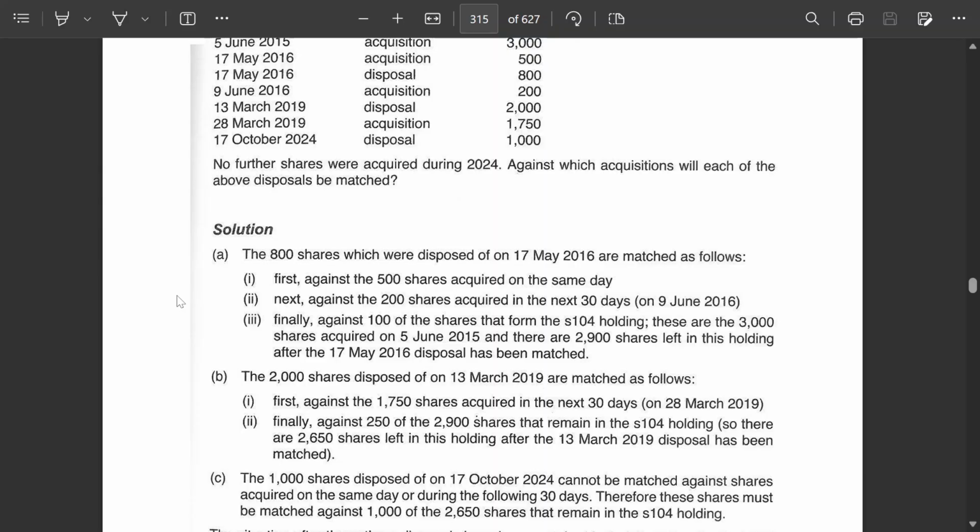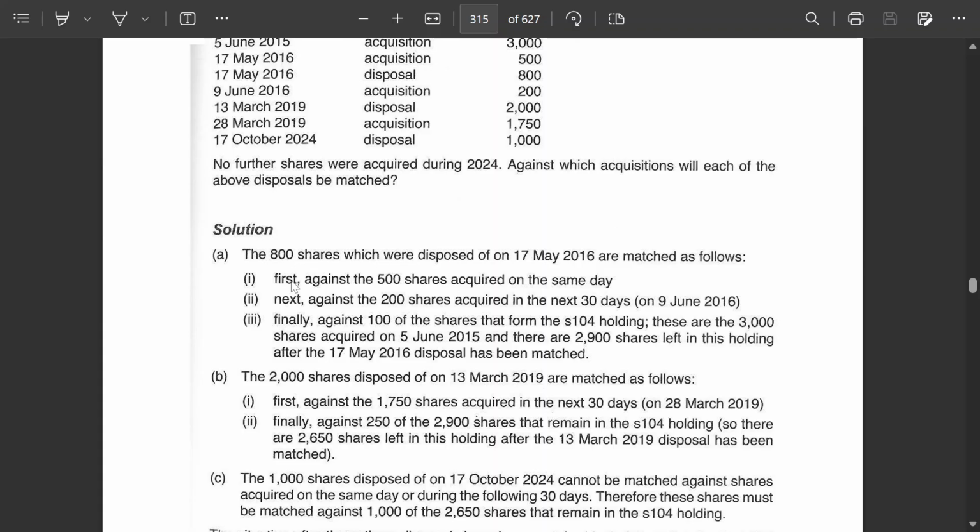So see, 5th June, he bought something. We're going to start with the sale first. So the first sale is 17th May 2016, and he sold 800 shares. Now, did he buy anything on 17th May? The first rule is use the purchase date. So look at the solution here. 17th May, he sold 800 shares.